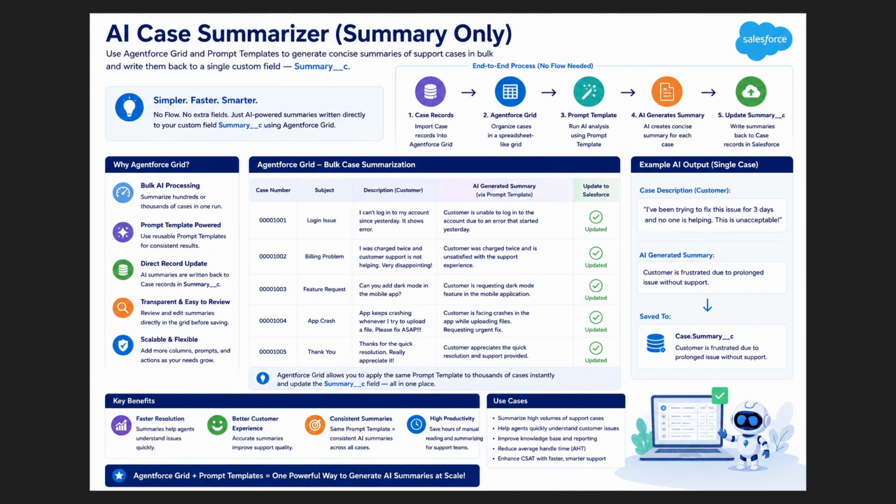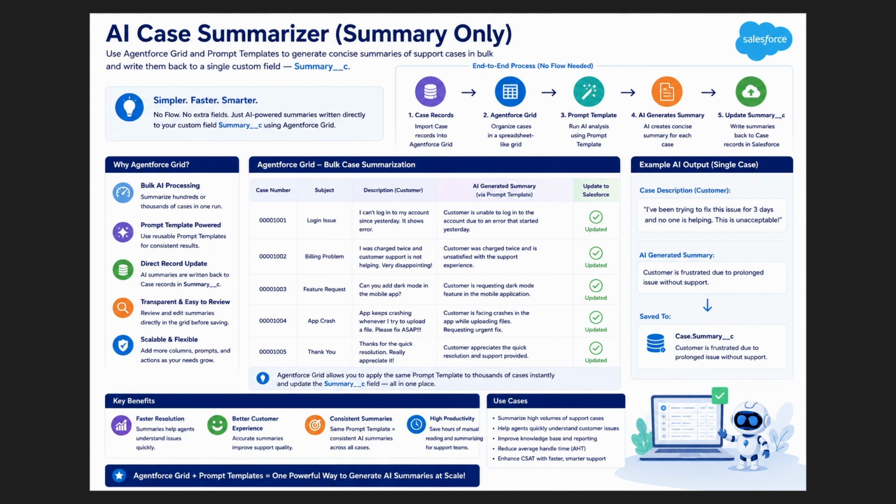First, we have our case records inside Salesforce. These cases may contain long descriptions written by customers, and reading each one manually can be time consuming. Next, we will bring those records into Agentforce Grid where we can work with them in a spreadsheet like interface. Then we will create and use a prompt template that analyzes the case description and generates a concise summary. Once the AI generates the summary, Agentforce Grid will allow us to write that output directly back to Salesforce into a custom field called summary.